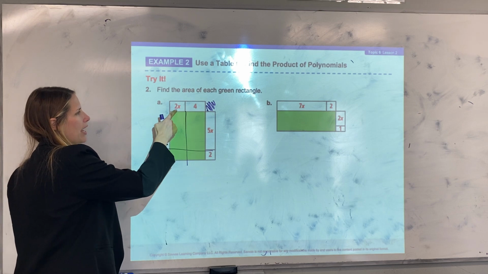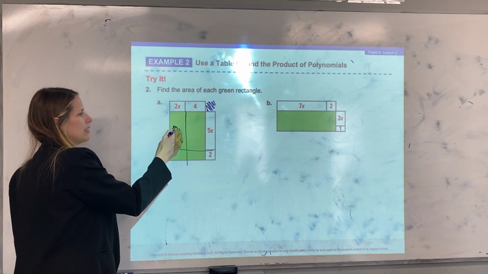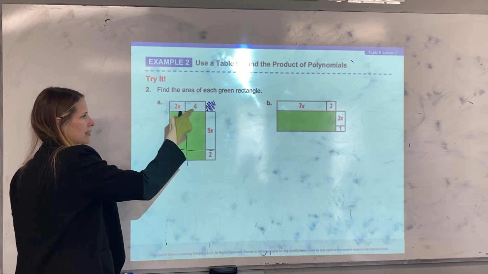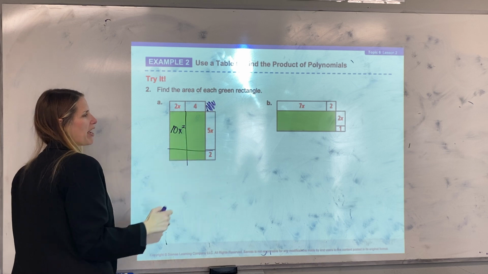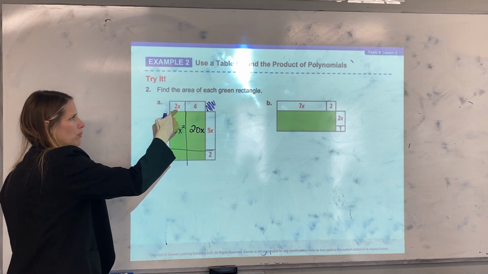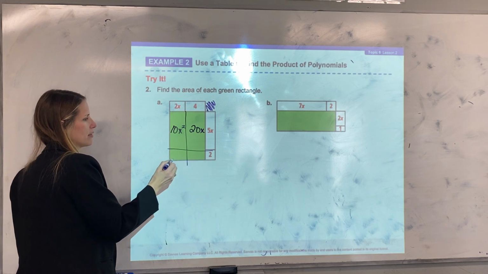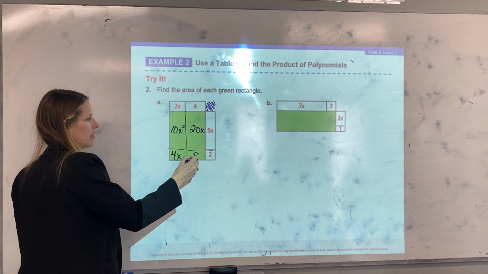So 2x times 5x is what? 10x squared. 10x squared, because x times x is x squared. 4 times 5x is 20x. 2x times 2 is 4x. 4 times 2 is 8.